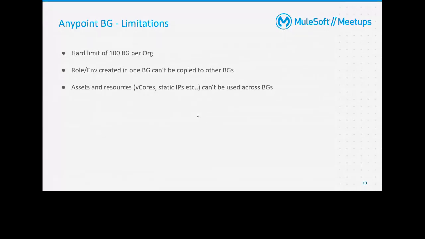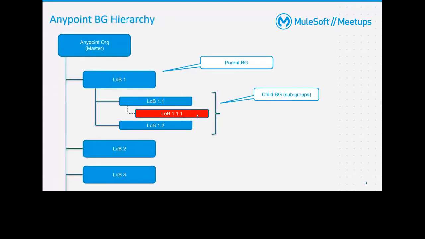One more thing: this 100 limit is across parent business groups as well as child business groups. If I'm creating here, I basically have a total of 5 business groups, not considering 1.1.1, which is marked in red. Even if we create child business groups, each is counted as one business group. The maximum limit for this count is 100. Beyond that you can't create anything. We don't have that provision right now. I hope something can be done in future.